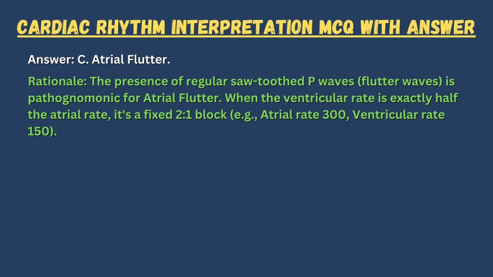Rationale: the presence of regular sawtoothed P waves, flutter waves, is pathognomonic for atrial flutter. When the ventricular rate is exactly half the atrial rate, it's a fixed 2:1 block. For example, atrial rate 300, ventricular rate 150.